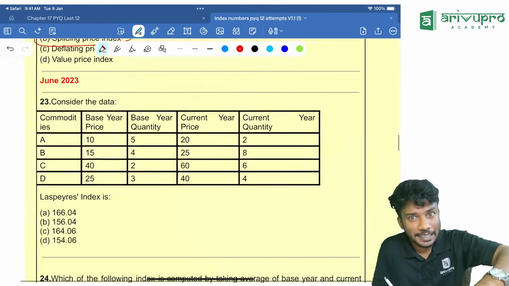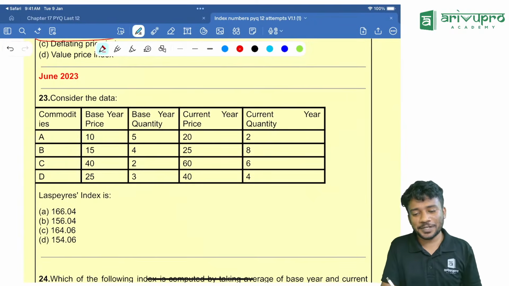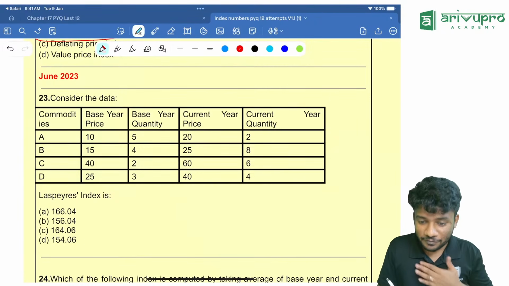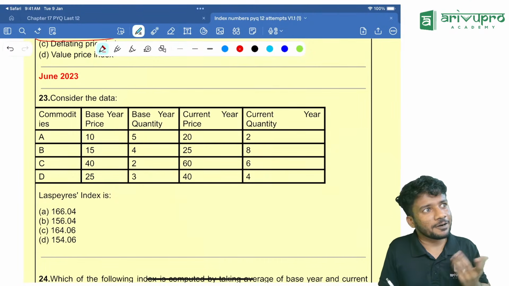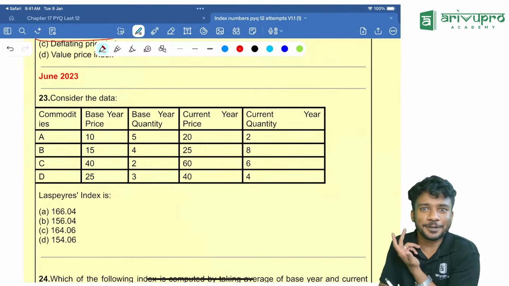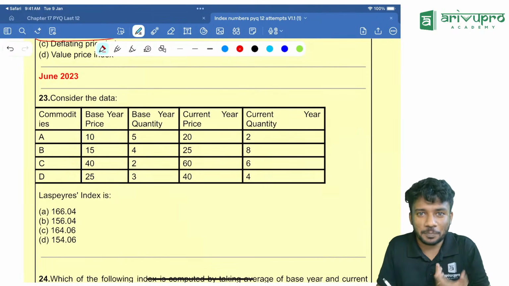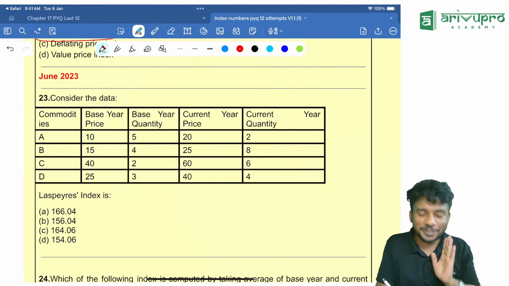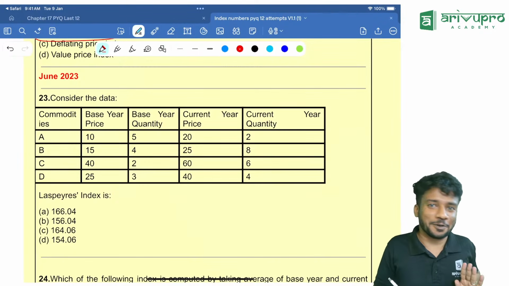Very easy, right? Yes or no? Please comment. People, it will be easy if you study. If you don't know the chapter, you will be like, what is he saying? Splicing, what is this Paasche, Laspeyres? Some people call it Laspeyres, some call it Paasche. Whatever way you call it, you need to know how to do the question. If you know how to read it, you will be able to solve the question.